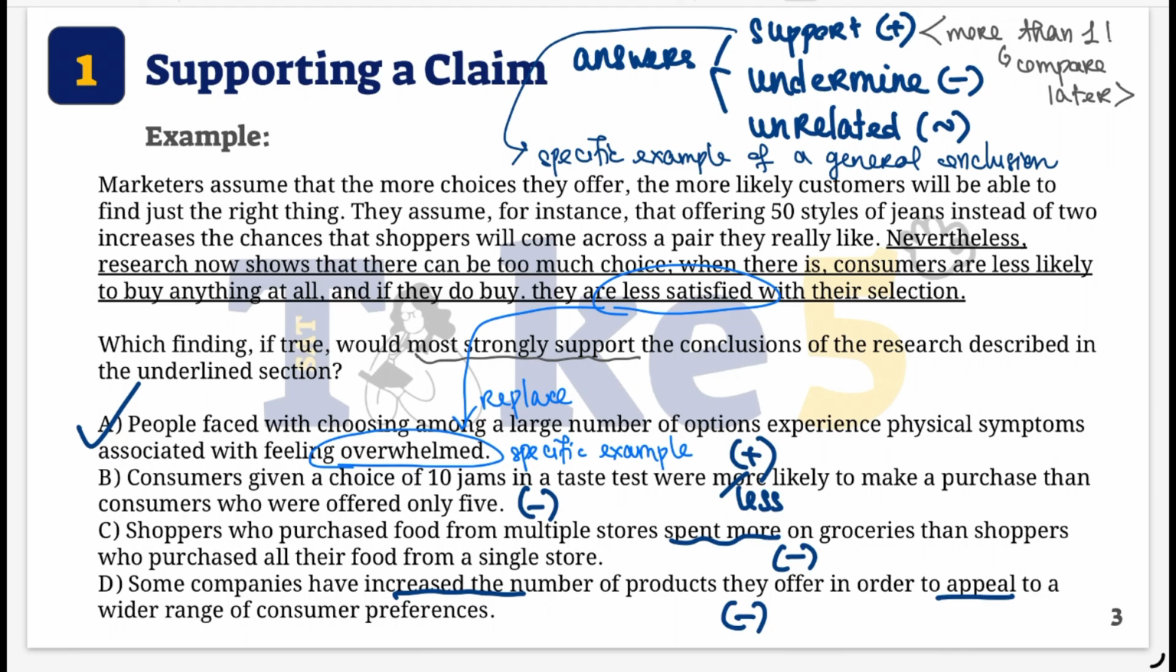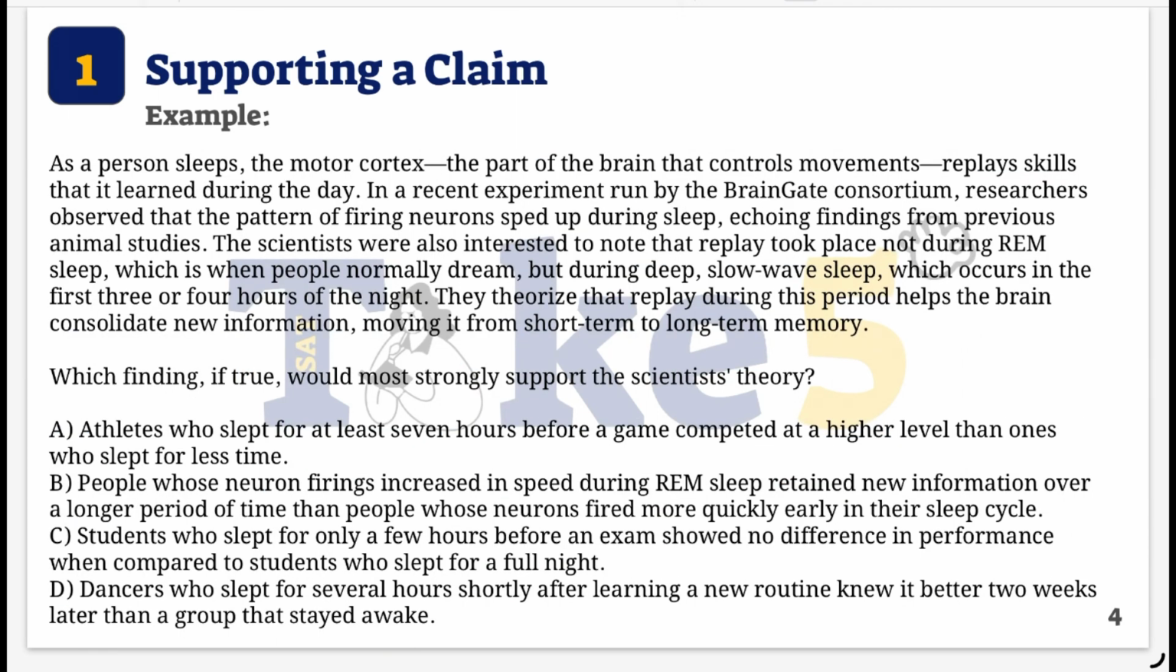But if the question asks for the most strongly undermining answer, you will need to compare B, C, and D. We will do an example like this later. There are also other cases that require finding the conclusion on your own, like this example.